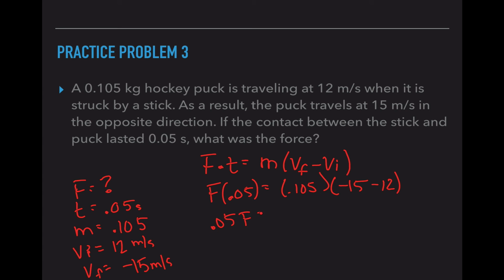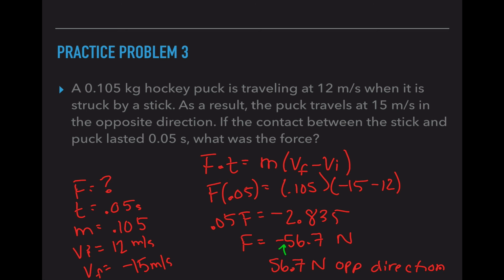0.05 F equals negative 2.835. Now to separate the F and the 0.05, I'm going to divide. And the force is negative 56.7 newtons. Now this negative is a directional negative, so you can also say 56.7 newtons in the opposite direction. That just means that the puck is moving to the right and you apply the force to the left.